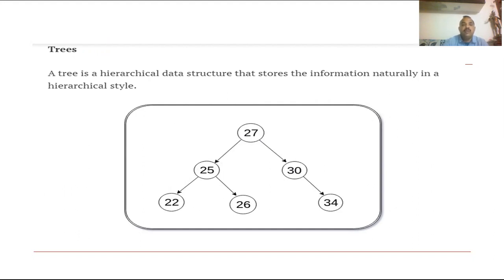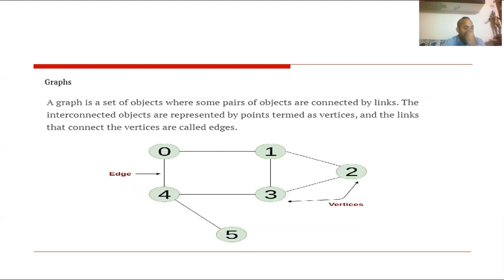Okay, now all of you. Then the next one is graph. A graph consists of a number of vertices and edges. This is called a graph. A graph is also called a nonlinear data structure.